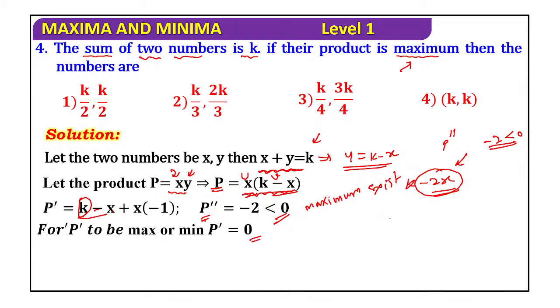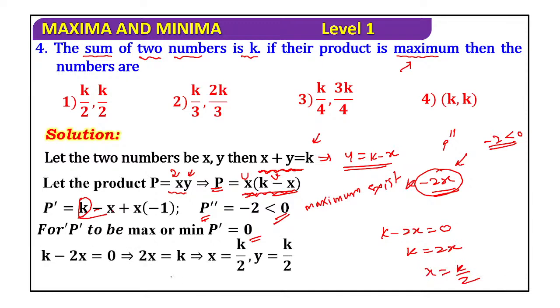Next, for p to be maximum, we have to take p dash equal to 0. That means k minus 2x equal to 0. K will be equal to 2x, so x will be equal to k by 2. Once you get x value as k by 2, you can use it in equation 1, that is x plus y equal to k. In the place of x you can use k by 2. Therefore y will also be equal to k by 2. K by 2 comma k by 2 will be your answer.